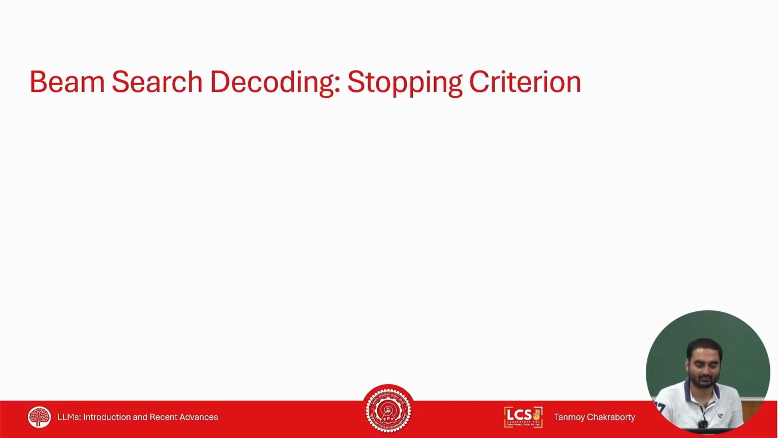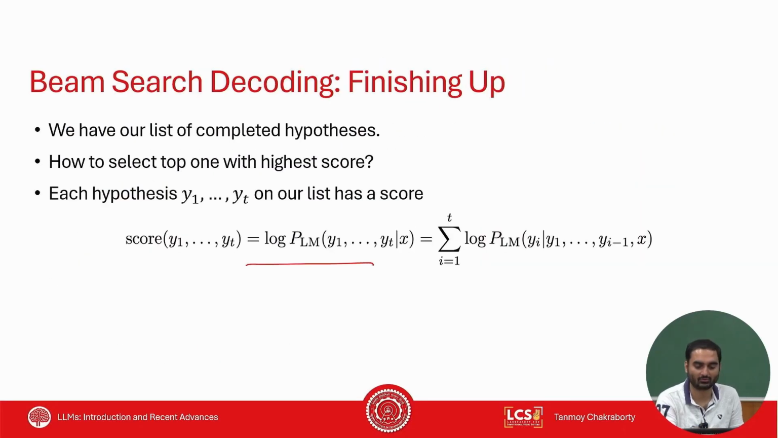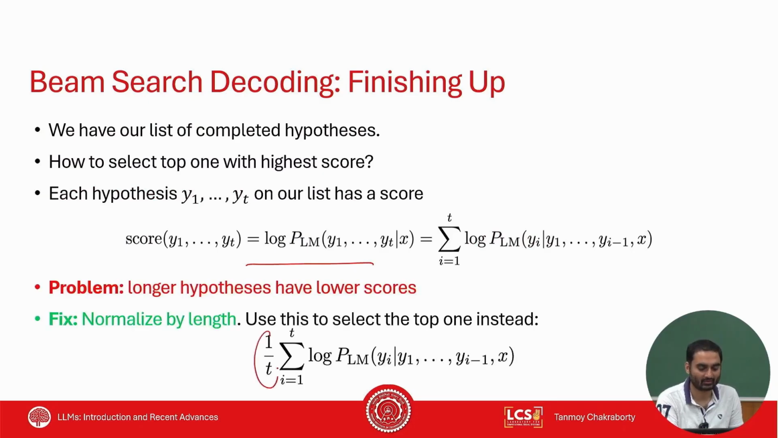So what we do here is normalize the score by the number of tokens generated. If a longer hypothesis is generated, I normalize it by the number of tokens. For a shorter one, again the number of tokens. That will nullify this effect.